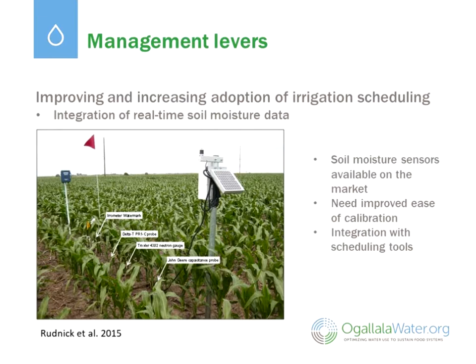So they're more available on the market, and one of our collaborators, Darren Rudnick in Nebraska, has been comparing and evaluating some of these different sensors on the marketplace and looking at, because of cost or logistics, it's not easy to have 50 of these in one field. So how well can we calibrate them and rely on them when only one or two is installed in a field? So we need improved ease of the calibration. And then integrating those tools and that data back with our irrigation scheduling tools.